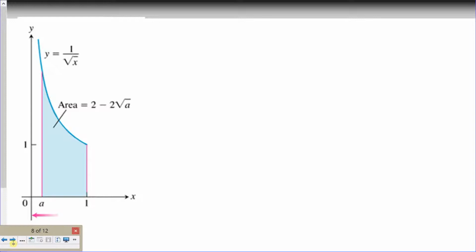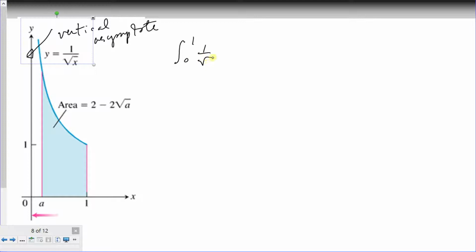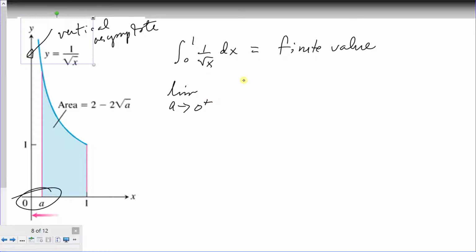Now let's look at another kind of improper integral. That's where we have a vertical asymptote. This will be a good bit easier to calculate. We want to know if the integral from 0 to 1 of 1 over the square root of x dx equals a finite value. Does it converge? To do that, we're going to take the limit as a approaches 0 from the right of the integral from a to 1 of 1 over the square root of x dx.